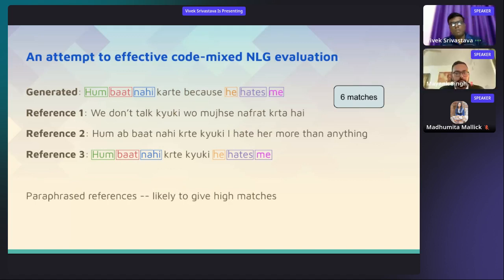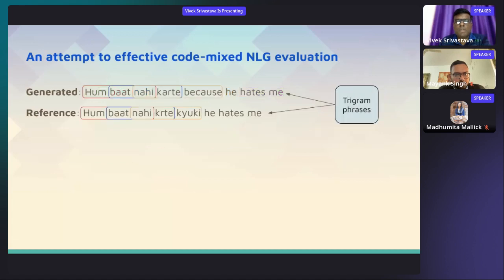So what we are doing here is just paraphrasing the references, and it's highly likely that it will give a much clearer idea of how we should do the evaluation and what the evaluation score should look like. But the problem is we don't have access to unlimited reference sentences. In addition, we don't have access to paraphrasing systems that can paraphrase code-mixed sentences. So instead, we tried to come up with a score that should be added such that the actual score would look similar to the score we would have had with multiple reference sentences.